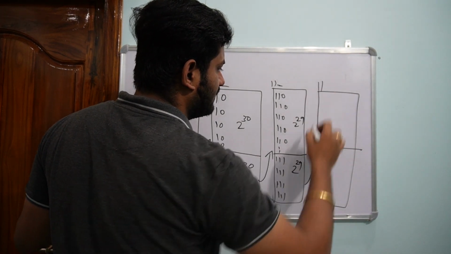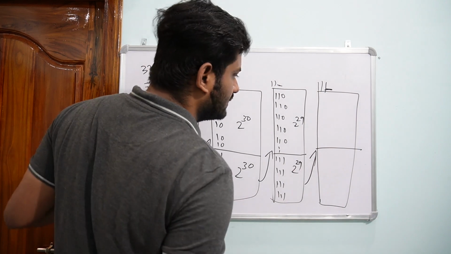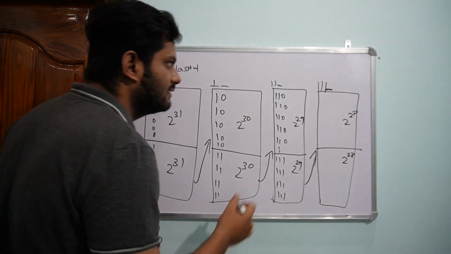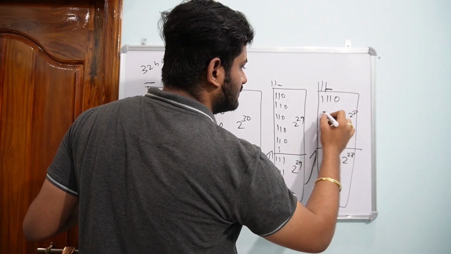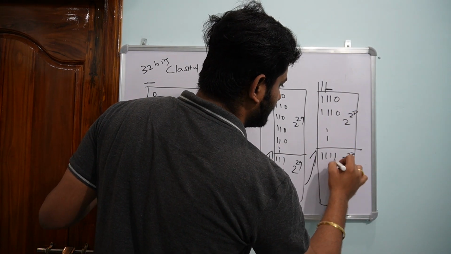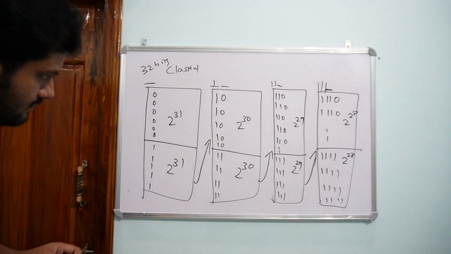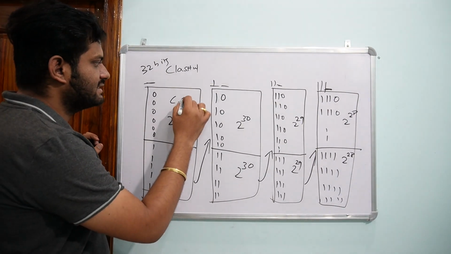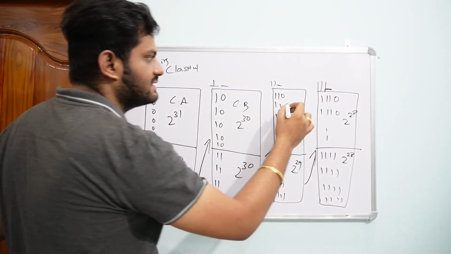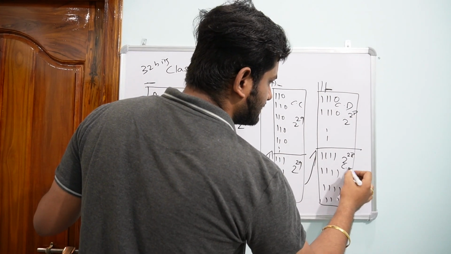You have already 1 1 1, and if you fix the fourth bit also, then this will be divided into 2 parts. This will be 2 power 28, this will be 2 power 28, and this will have 1110 and 1110, so on, and this will have all 1111 1111 1111. So here we call this as class A, we call this as class B, we call this as class C, we call this as class D, and this as class E.